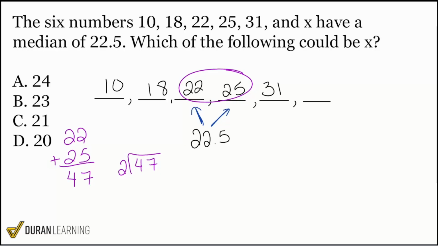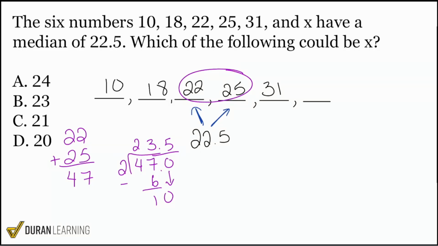2 into 47, 2 goes into 4 twice. And then 2 into 7, that'll be 3. So we'll subtract the 6, get 1 left over, drop the 0. That's 5 because 2 goes into 10 5 times. Everybody, that's 23.5, not 22.5. So everybody, can we agree that the way that this is set up does not work? Can we agree with that? 25 cannot be the 4th number on this list. Can we agree on that?